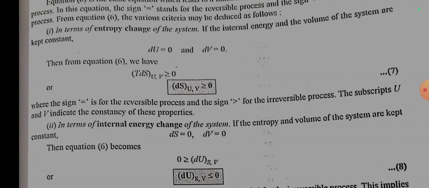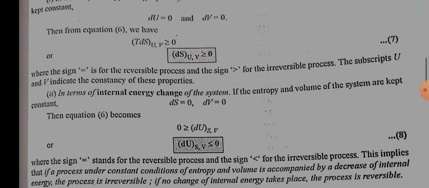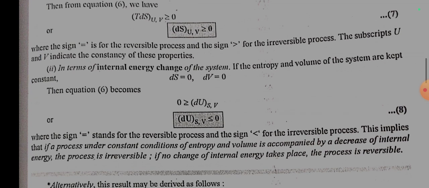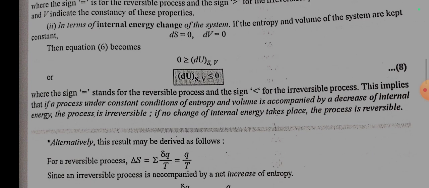Number 1, in terms of entropy change of the system. If the internal energy and the volume of the system are kept constant, dU is equal to 0 and dV is equal to 0, then from equation 6 we have dS at constant U and V is greater than or equal to 0, where the sign equal to is for the reversible process and the sign greater for the irreversible process. The subscripts U and V indicate the constancy of these properties.